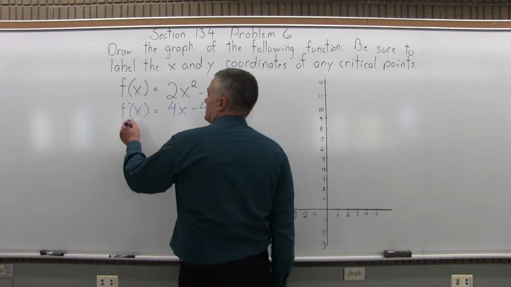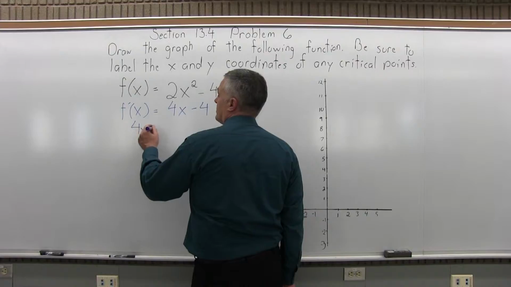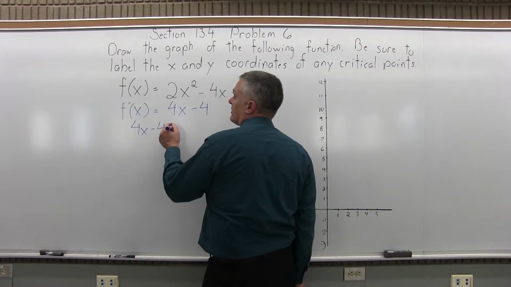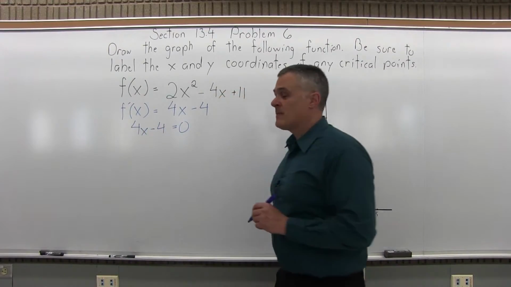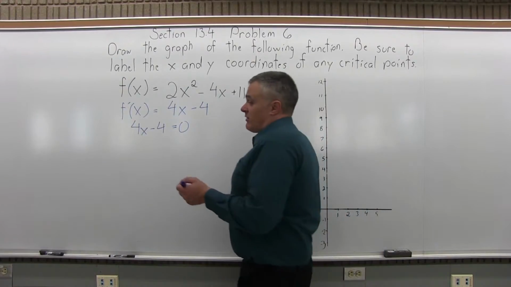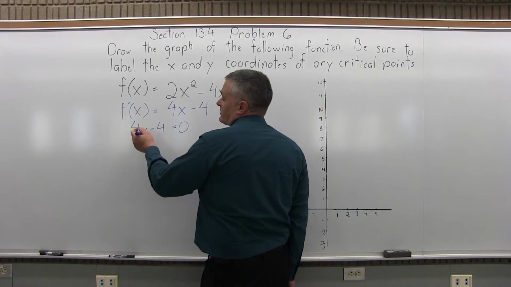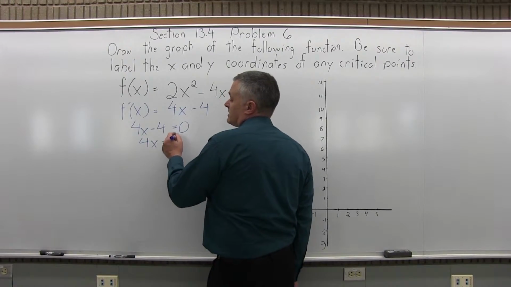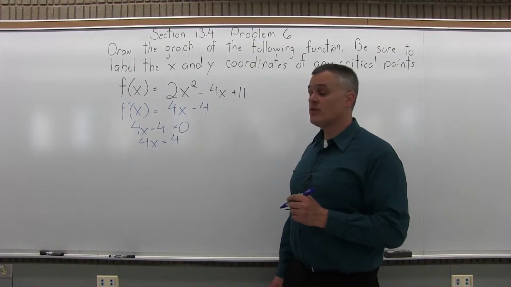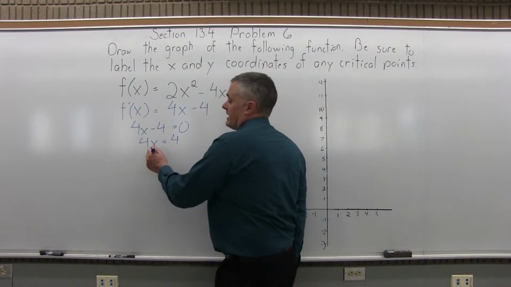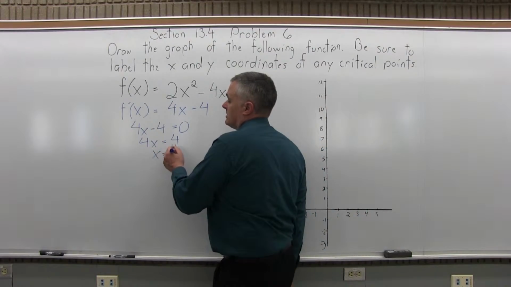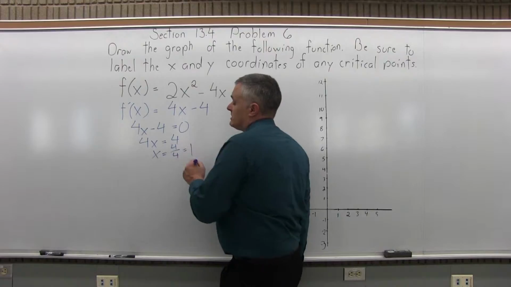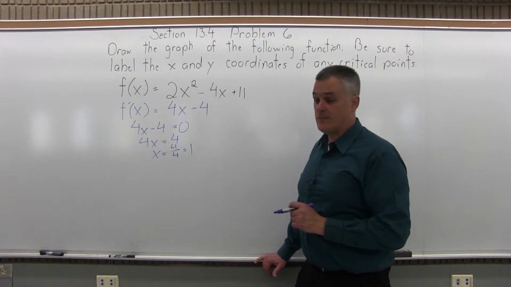Step 2, set it equal to 0. And again, the reason for that is we want to see where the slope is 0, or we're going to have a horizontal tangent line. Step 3, solve for x. So to solve for x, 4x minus 4 equals 0. I'll take the minus 4, move it to the right side of the equal sign. I'll have 4x equals 4. Divide out the 4 in front of the x. I'll have x equals 4 over 4, which reduces nicely to positive 1.